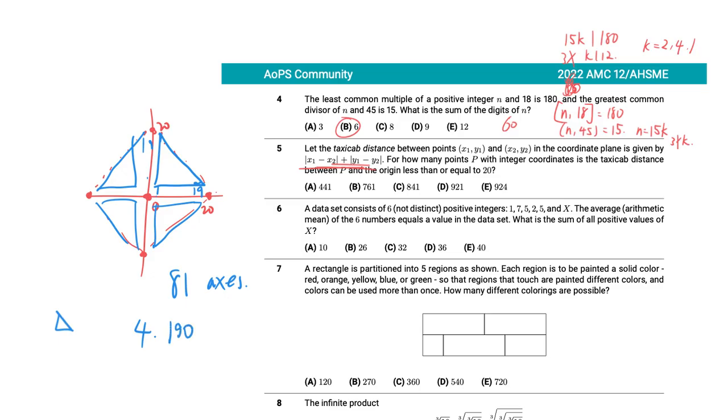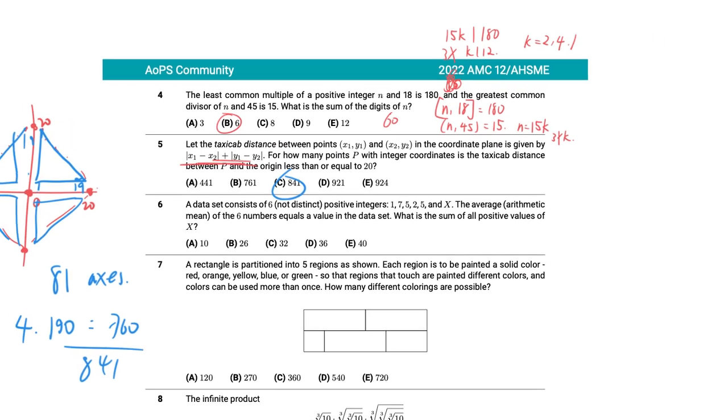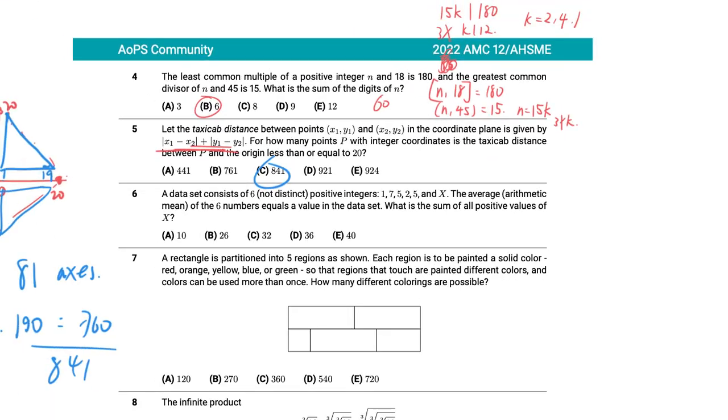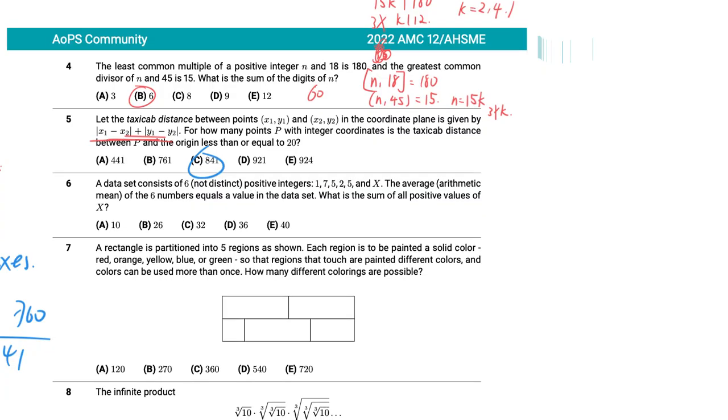190. And that would give 760, and that is 841. Right, so now we have the arithmetic mean of 6 numbers is equal to a value in the data set. Basically we're considering their sum, which is 20, plus x, over 6 is equal to something in the data set. So we can just case work one by one.